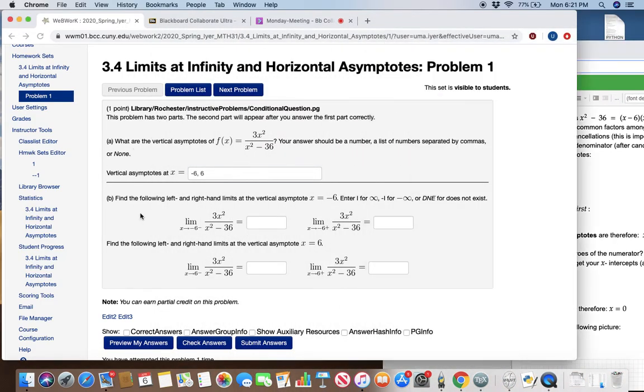Next question is find the following left and right hand limits at negative 6, left and right hand limits at positive 6. So whatever you enter here, if what you enter is correct, then the second question will show up with those numbers. So they want you to say either negative infinity, enter I for infinity, negative I for negative infinity, or DNE for does not exist. All right. So you're looking at left hand limit and right hand limit. Now this requires a little more thinking.